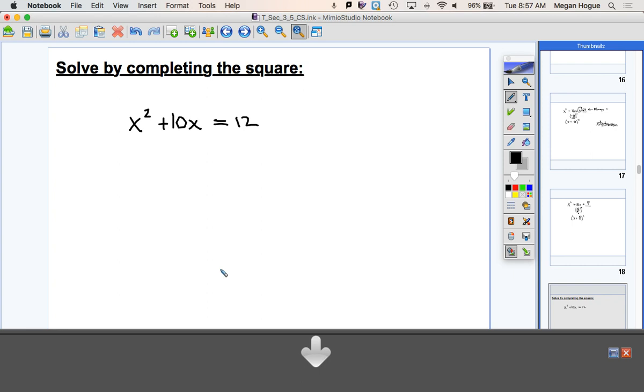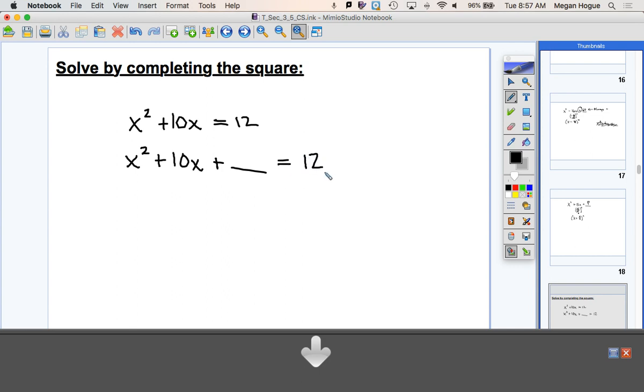We've got x squared plus 10x equals 12. So I need to make this side a perfect square trinomial. What I'm going to do is make it x squared plus 10x plus blank. That's why I think that blank is a lot easier than the c.